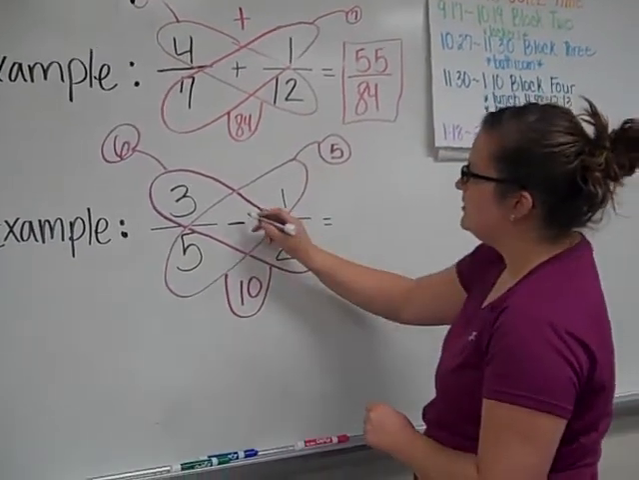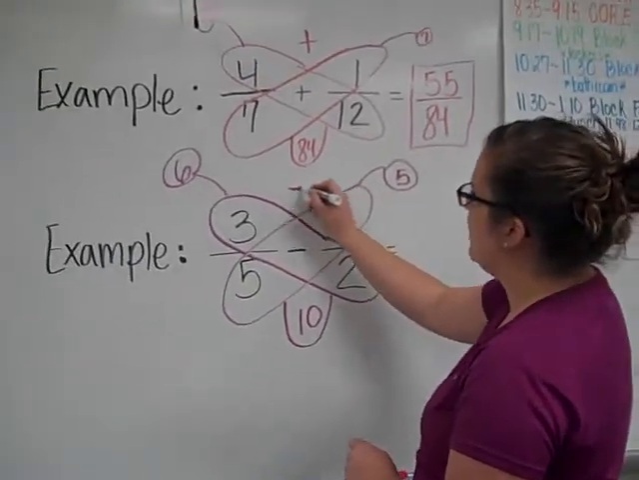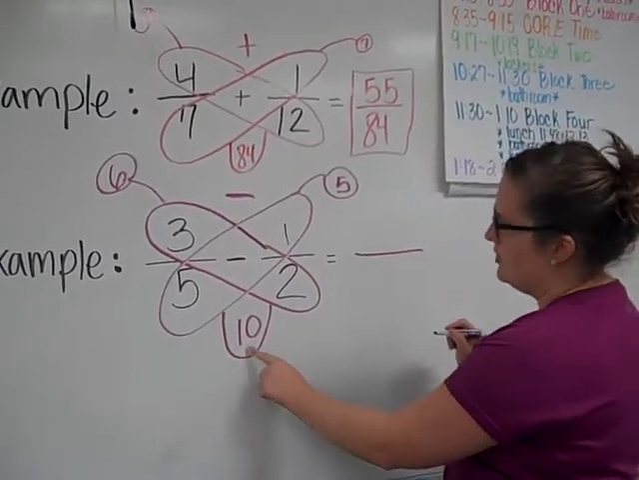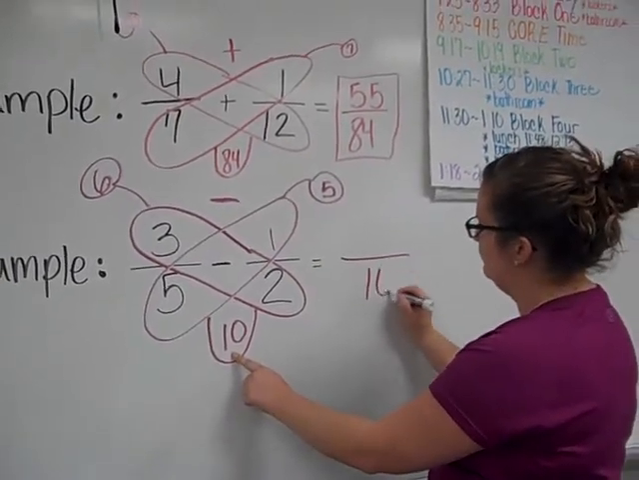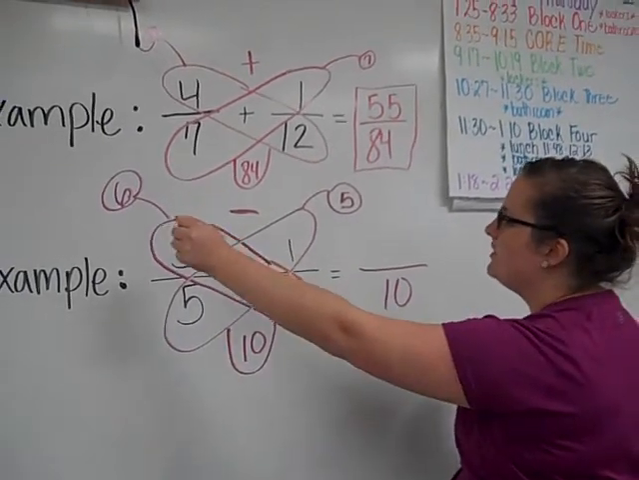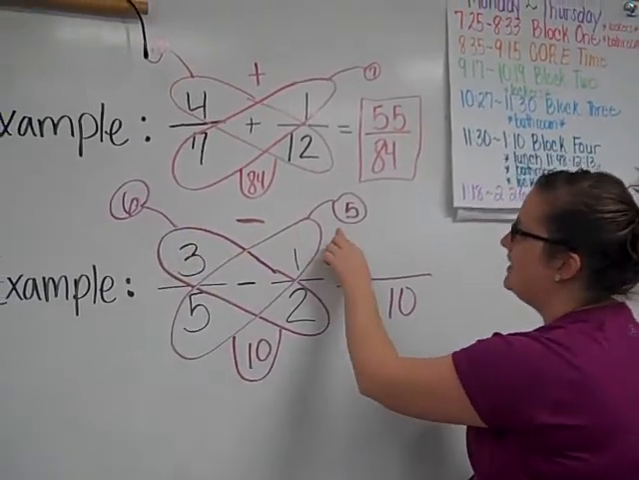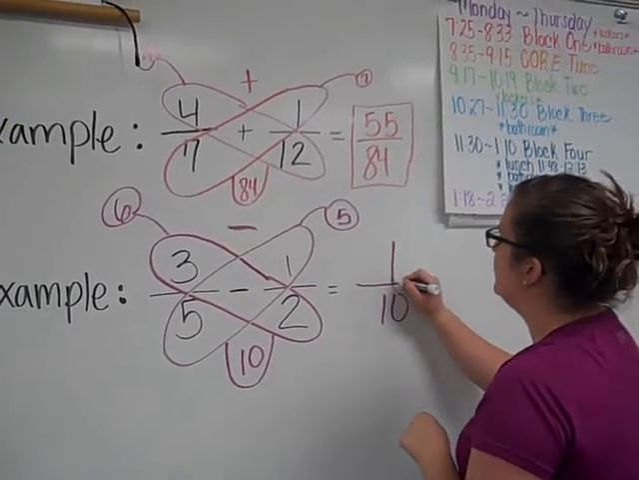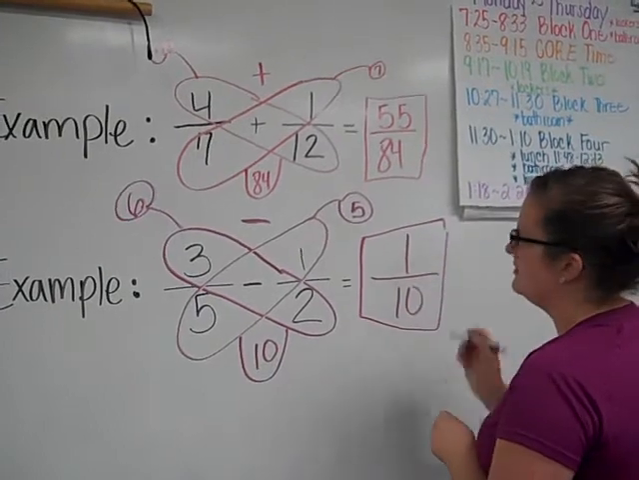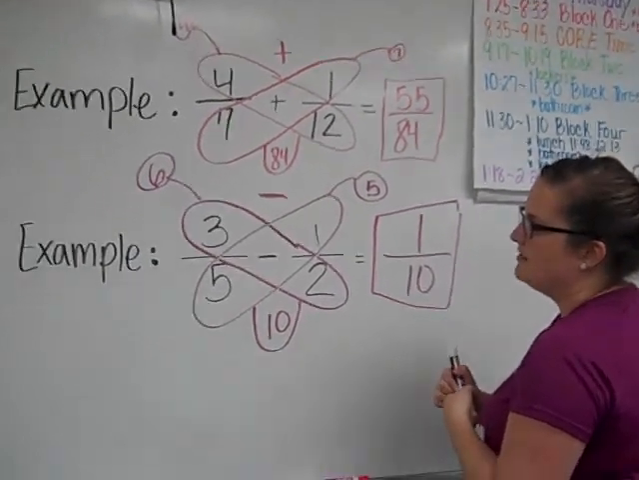Alright, so we're coming over here. Don't forget your sign this time is subtraction. So always write that up there. So our denominator is 10. And then our new numerator is 6 minus 5, which is 1. So our answer is going to be 1/10. And again, we can't simplify this.